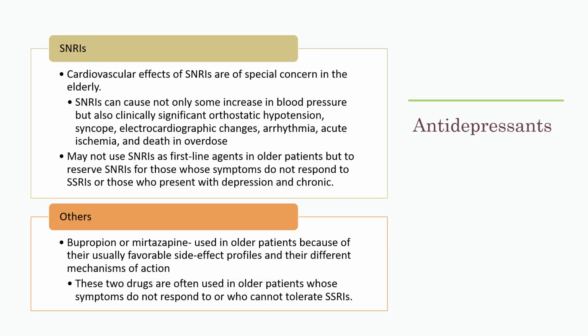When it comes to SNRIs, according to our text and our information, there are more cardiovascular effects or risk with SNRIs in the elderly. SNRIs can cause not only an increase in blood pressure, but also orthostatic hypotension, EKG changes, arrhythmias, and even death if you were to overdose. Now, they may not be the first line, but if they have failed SSRIs, it's still a good option.